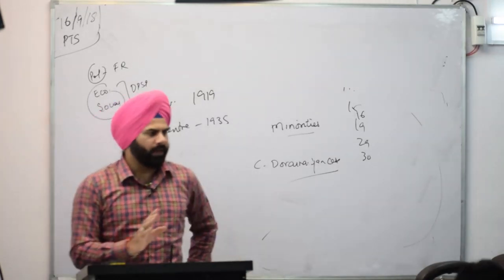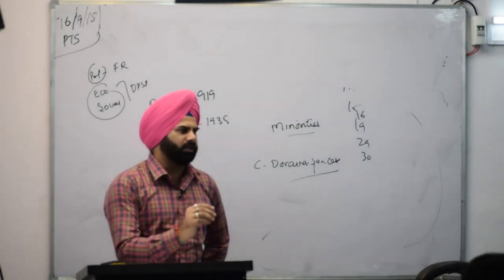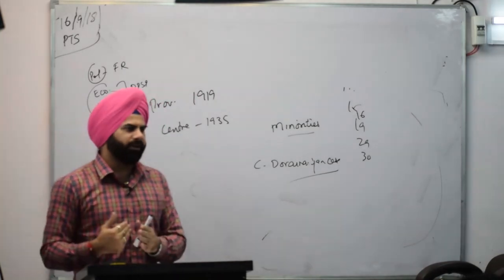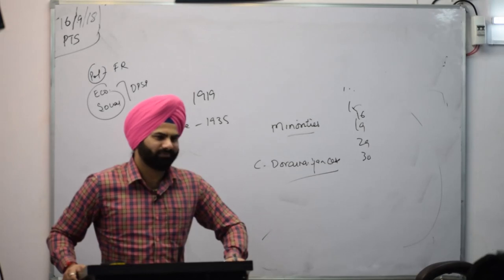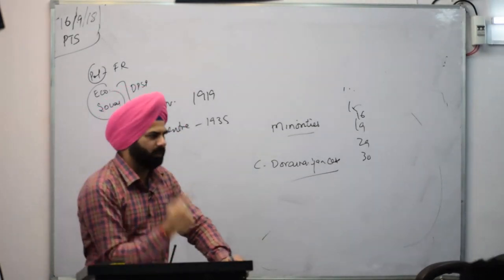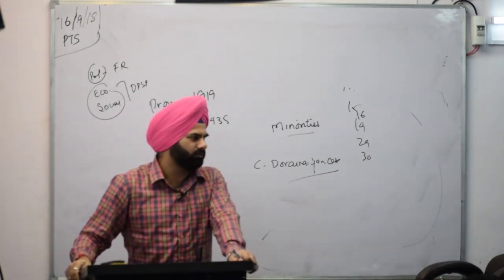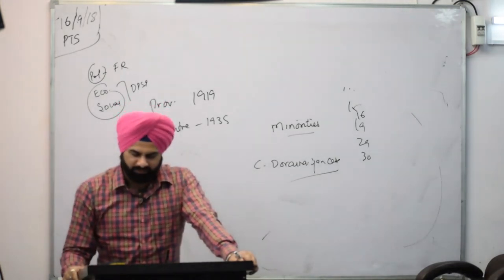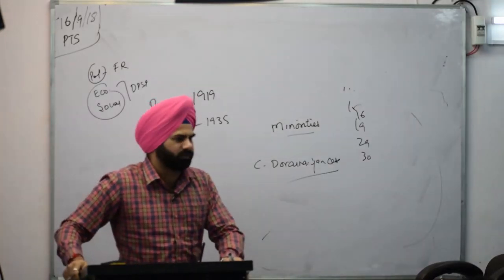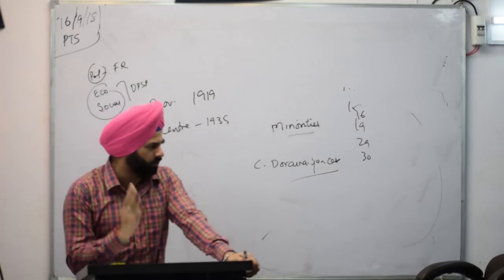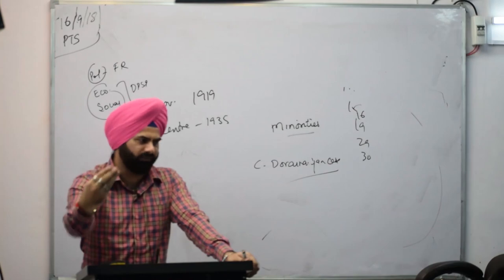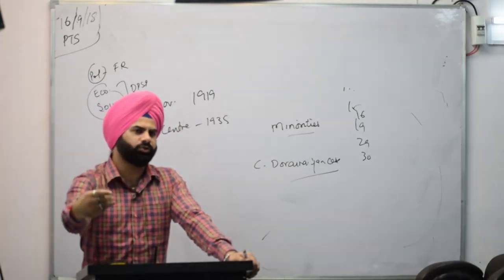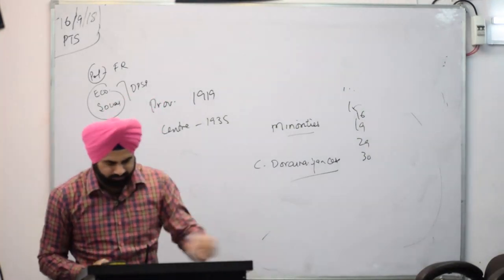This is also true. For example, the idea of the Constituent Assembly was for the first time put forward by whom? M. N. Roy. When? 1934. And it was adopted by Congress when? 1935, the next year. Second point. Third point. When the Britishers agreed to it? Clear, all four points. Therefore, for question number 8, C is the answer.